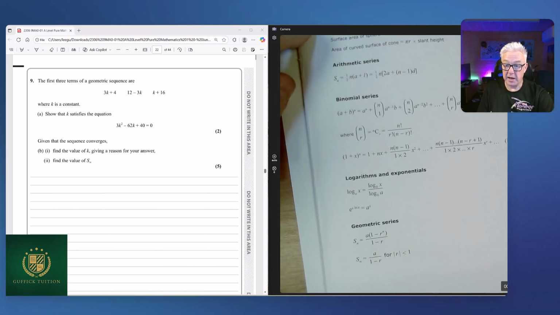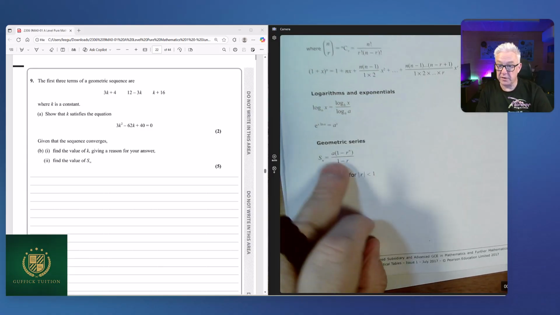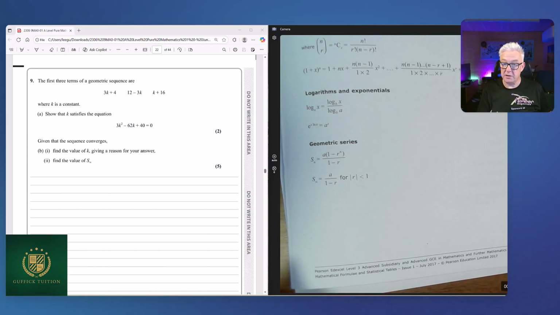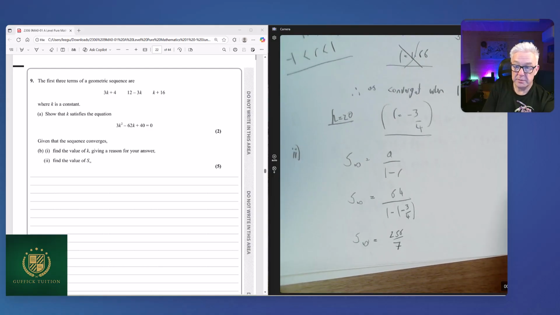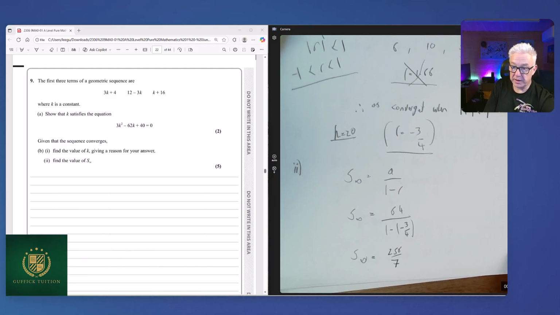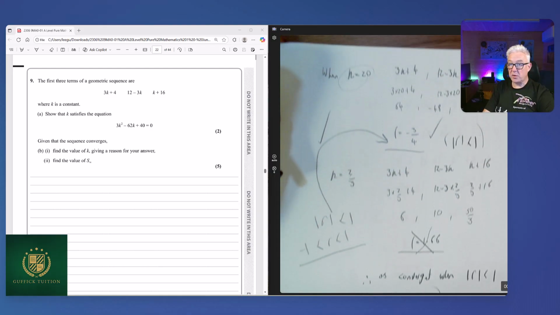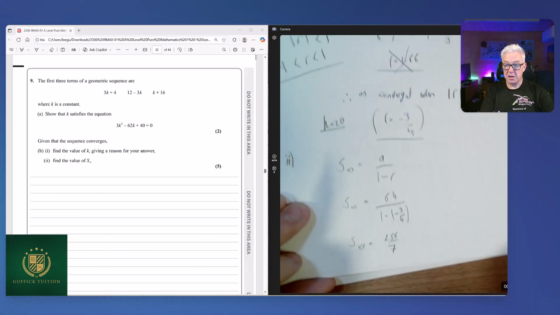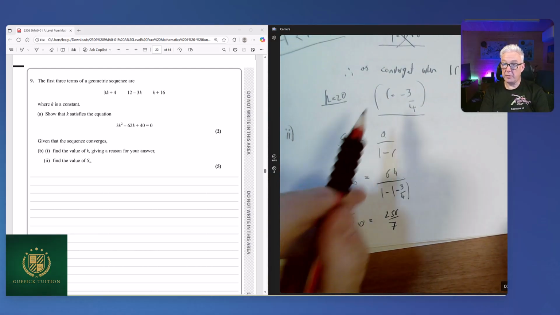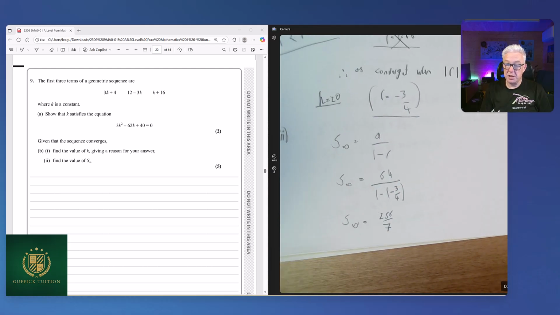So all the way back on that page, we are in fact given the sum to infinity is a over 1 minus r. Okay, so that's good. So we don't need to remember that. Now we know that k is 20. We found out that our first term was 64. Our common ratio is -3/4. So 64 over 1 minus -3/4 is 256/7, and that's our sum to infinity of that sequence.